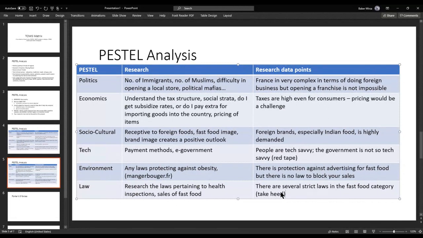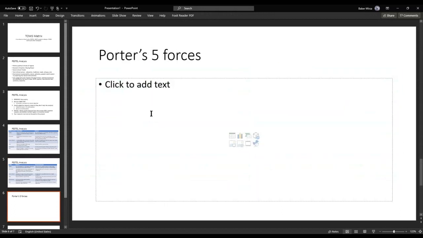We're done with the PESTEL analysis in a way. We have our research data points. We did the current affairs part, which is current knowledge that we or the market possess, but we aren't sure if it is true. So we get to the ground realities. We start our research, focus on the current environment, and use those data points as objectively as possible to feed into our SWOT analysis. The next thing would be Porter's 5 forces.